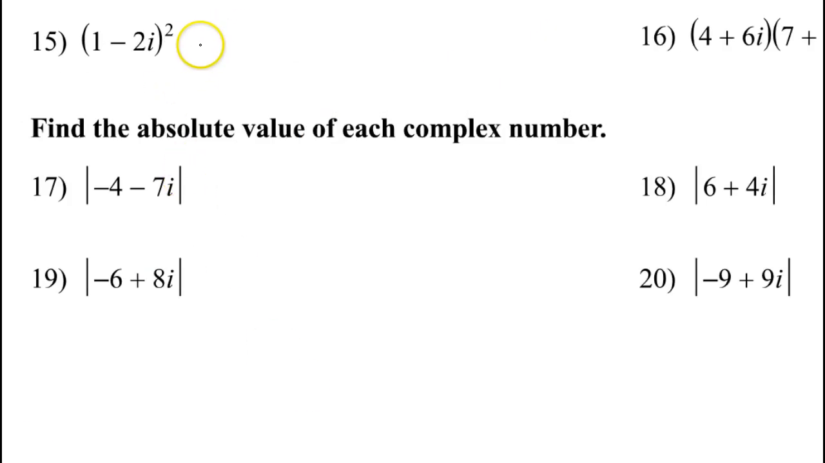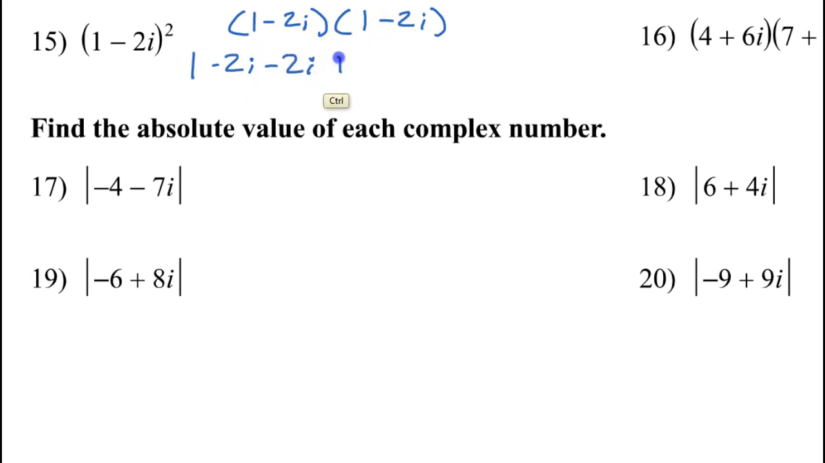For number 15, when you see something squared, you need to think that thing times itself. So this is 1 minus 2i times 1 minus 2i. Now 1 times 1 is 1. 1 times negative 2i is negative 2i. Then negative 2i times 1 is negative 2i. And negative 2i times negative 2i is positive 4i squared. Now we know that i squared is negative 1, so this i squared is going to turn positive 4 into a negative 4. Then we have positive 1 and negative 4, so that's negative 3. Meanwhile, negative 2i and negative 2i make negative 4i. So this is the final answer for number 15.